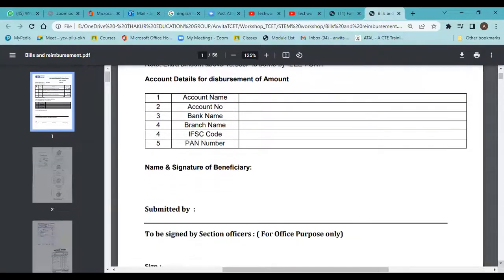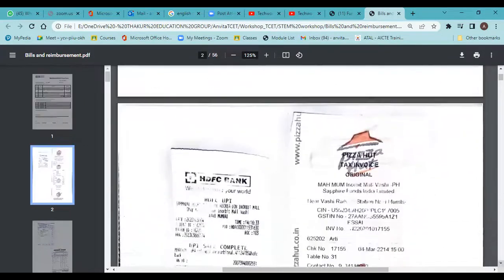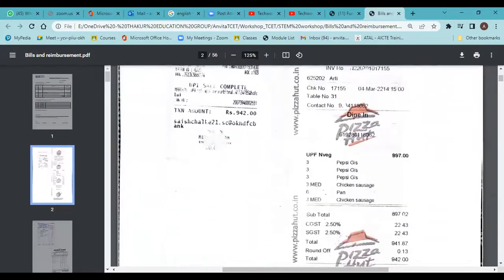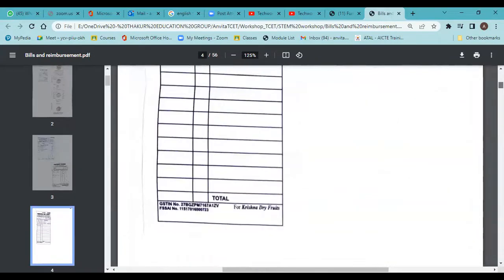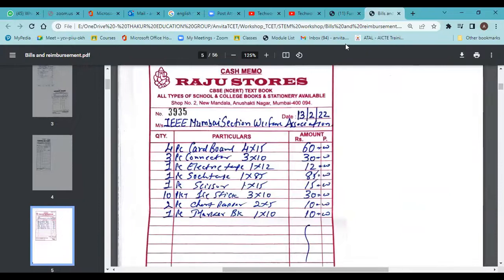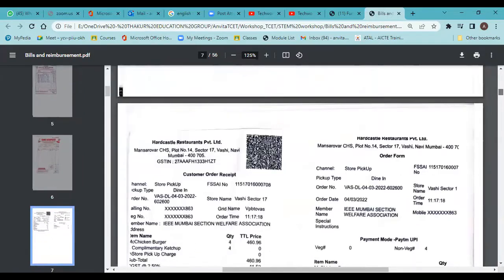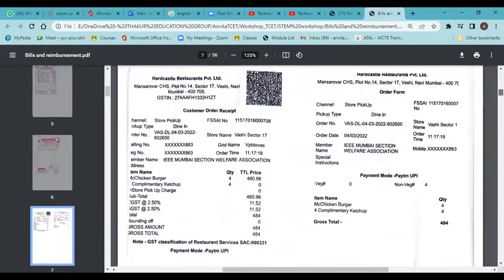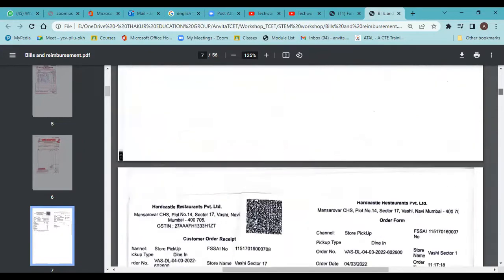Scrolling down. This sheet needs to be attached with the originals of the bills. So like all payments that are done, all these bills, which may not be of the size of A4, have to be pasted on an A4 paper. So as you can see, this is the GST bill of the components in the name of IEEE Bombay section.